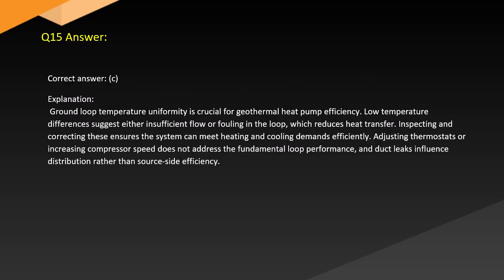Answer. Correct answer: C. Explanation. Ground loop temperature uniformity is crucial for geothermal heat pump efficiency. Low temperature differences suggest either insufficient flow or fouling in the loop, which reduces heat transfer. Inspecting and correcting these ensures the system can meet heating and cooling demands efficiently. Adjusting thermostats or increasing compressor speed does not address the fundamental loop performance, and duct leaks affect distribution rather than source-side efficiency.